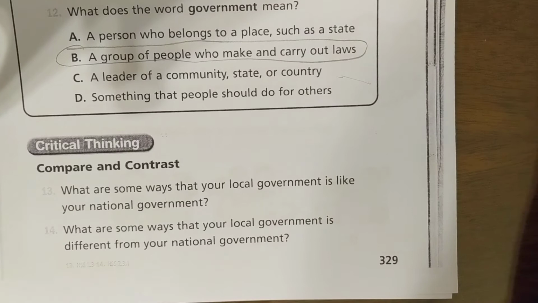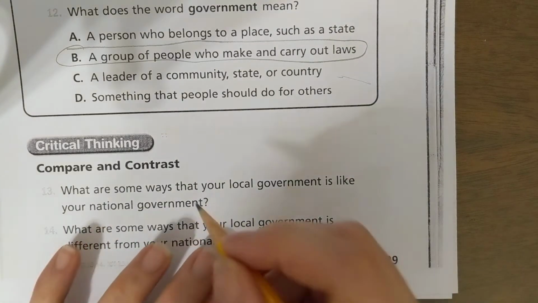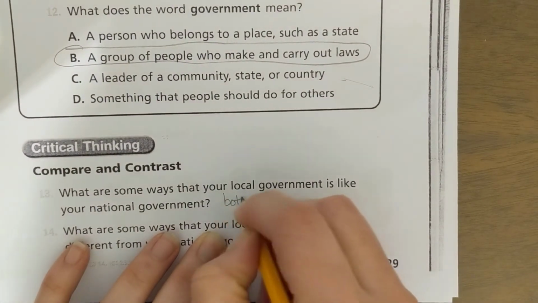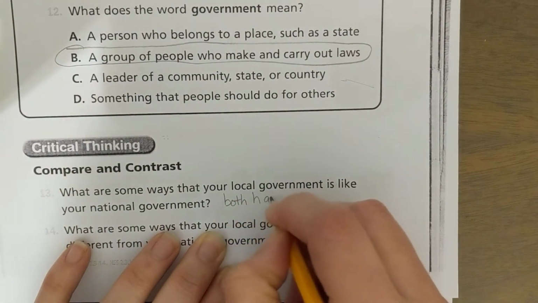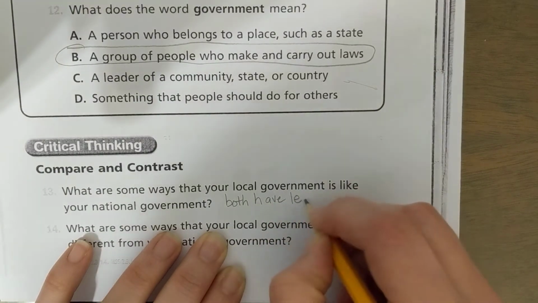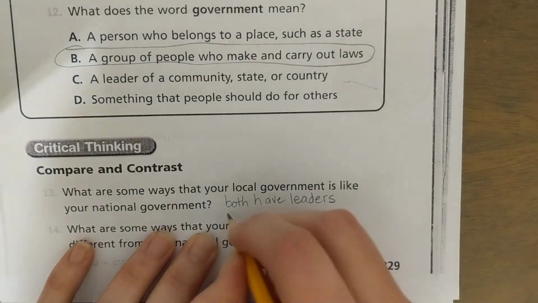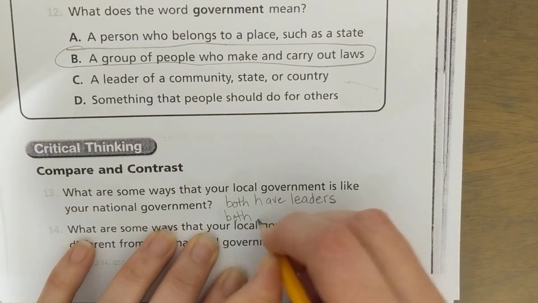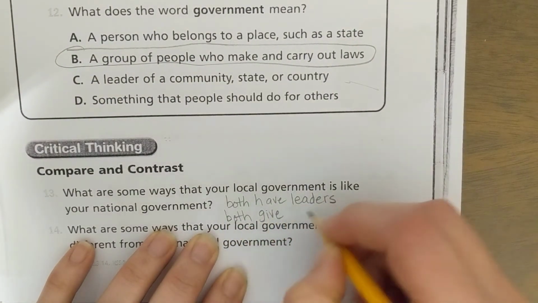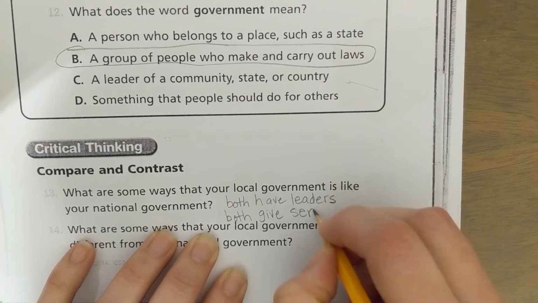Okay, number 13. What are some ways that your local government is like your national government? Well, how are they alike? They both have leaders. Okay, leaders that you vote for. Another way is they both give services. They do things for their citizens.